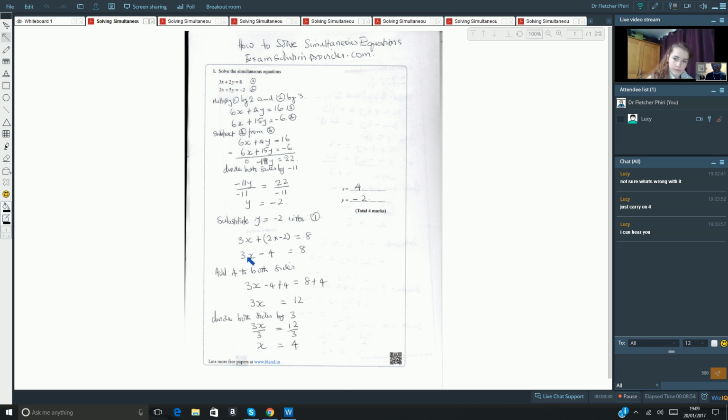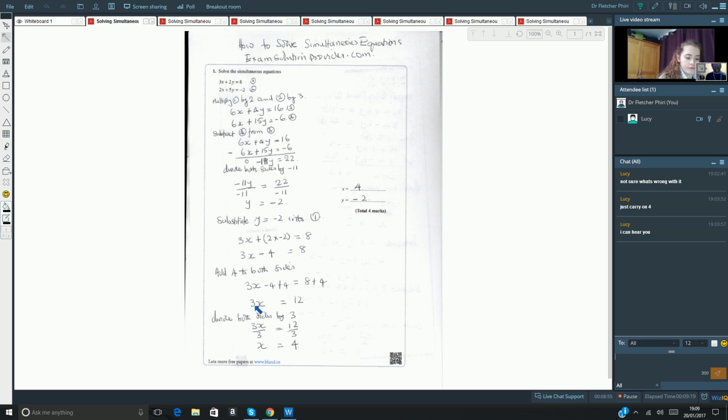Therefore, if I simplify this, I'm going to have 3x minus 4 is equal to 8. Then I need to add 4 to both sides because I need to get rid of this. So 3x minus 4 plus 4 is going to be equal to 8 plus 4. This cancels out, so I have 3x is equal to 8 plus 4 gives me 12.